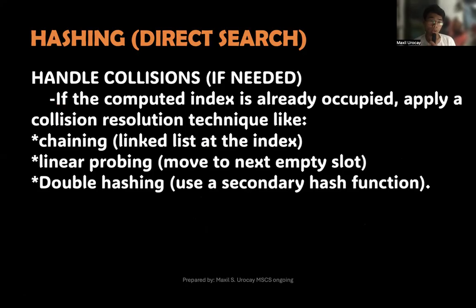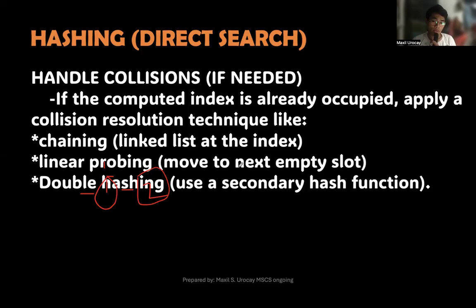Now you will handle the collision if needed. If there will be the same array locations or in hash tables, so if the computed index is already occupied, you apply a collision resolution technique like chaining. It could be a linked list at the index, but you will not be going to deal with it in a linked list. For example, in your hash table you have stored here a specific value of one. So, for example, if that is not available in this index right now, you will begin to insert that here if this is available. So, for example, like that.